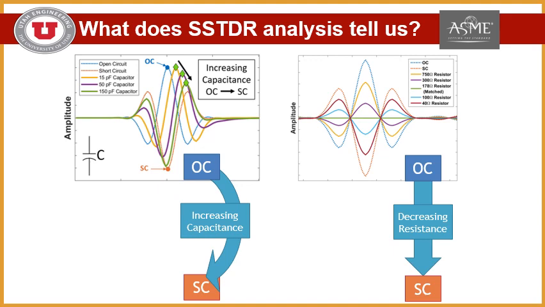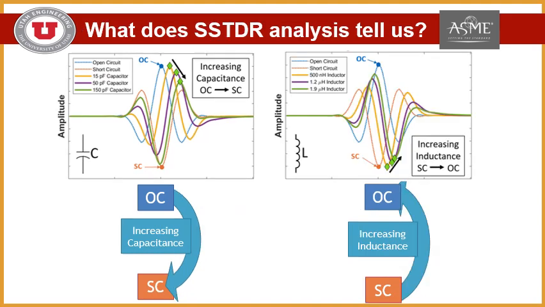As shown in the resistive loads SSTR responses, we have only a change in amplitude by changing the R values. However, since capacitive and inductive loads are frequency dependent, their SSTR responses include skews. So in this slide, we are going to see the impact of changing the capacitance and inductance values on the SSTR responses. Capacitive loads will transition from open circuit to short circuit by increasing the capacitance values, but inductive loads behave similar to the resistive responses.